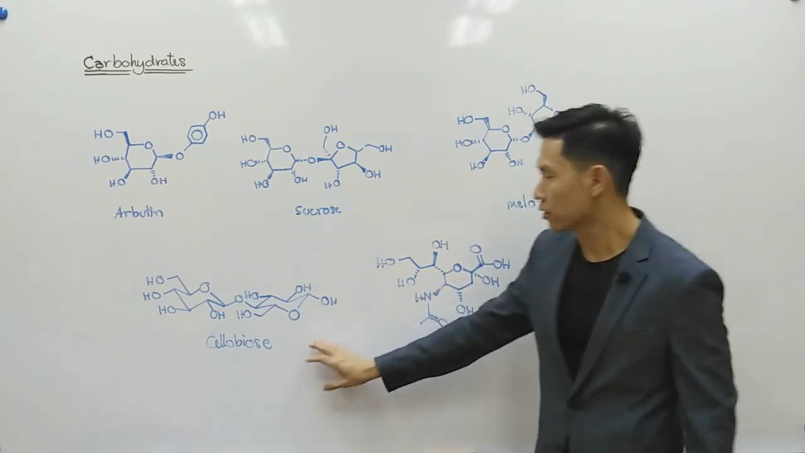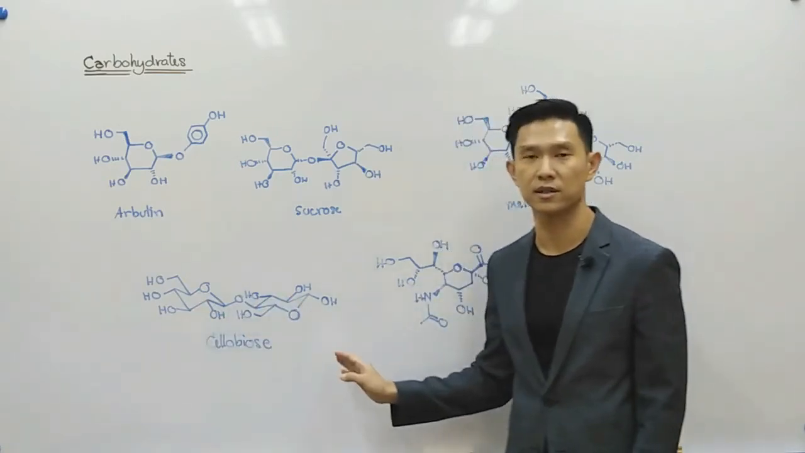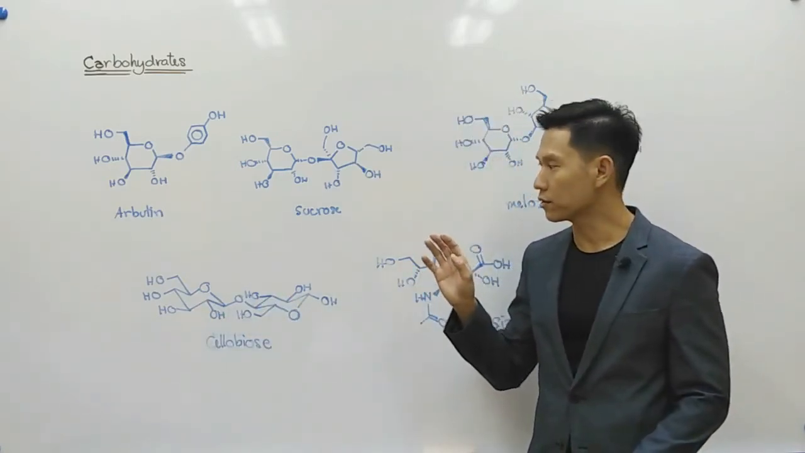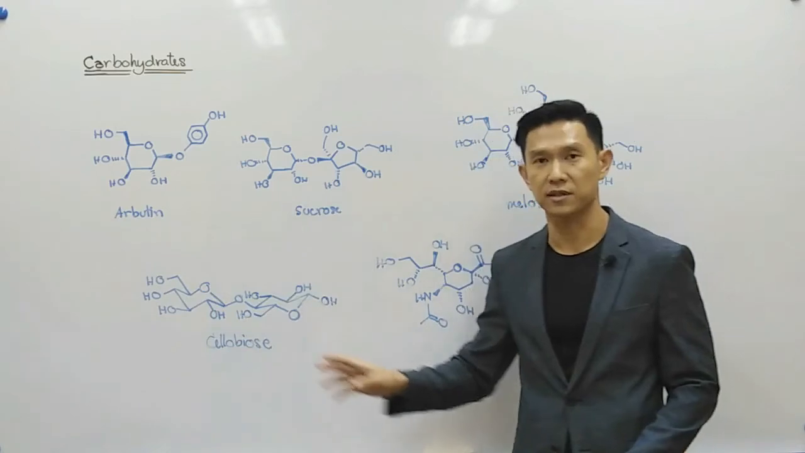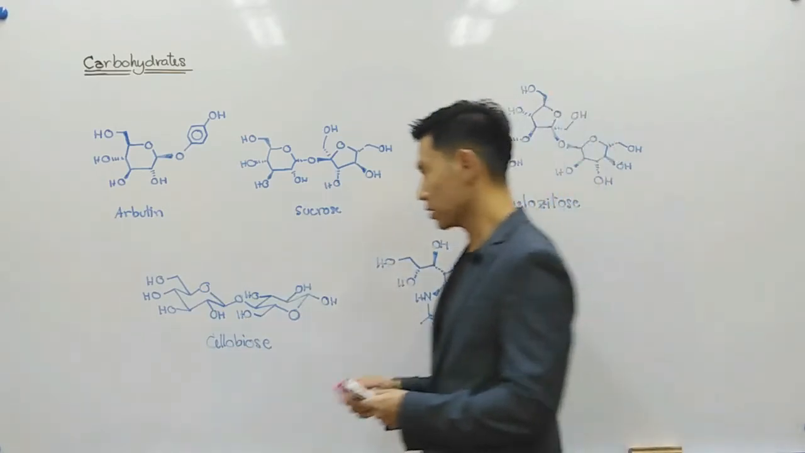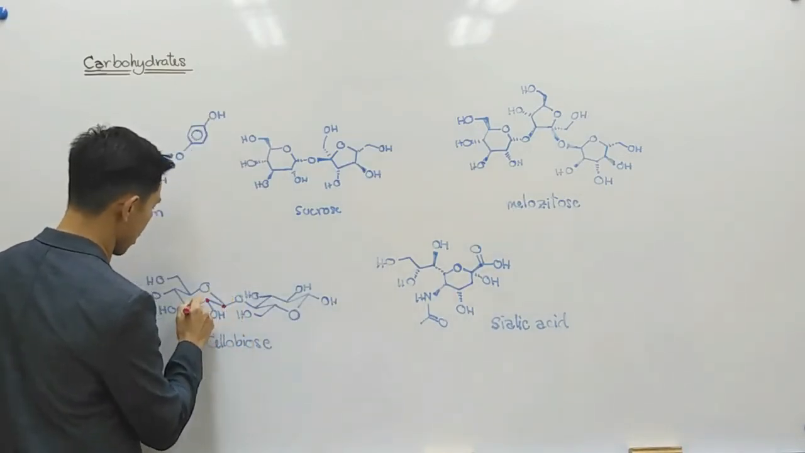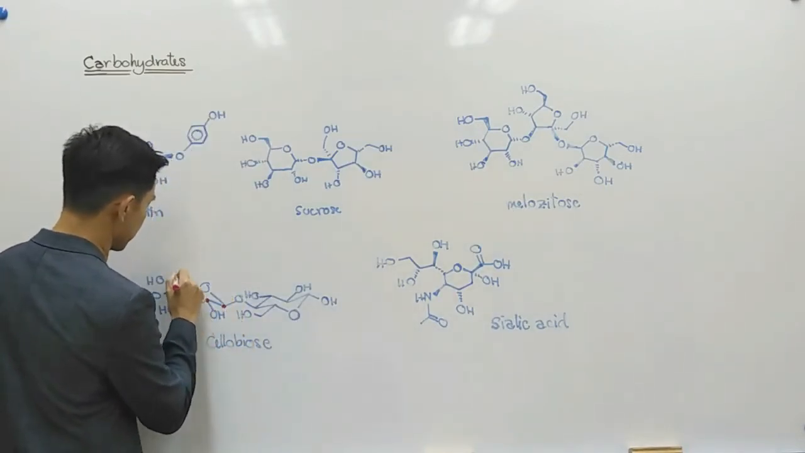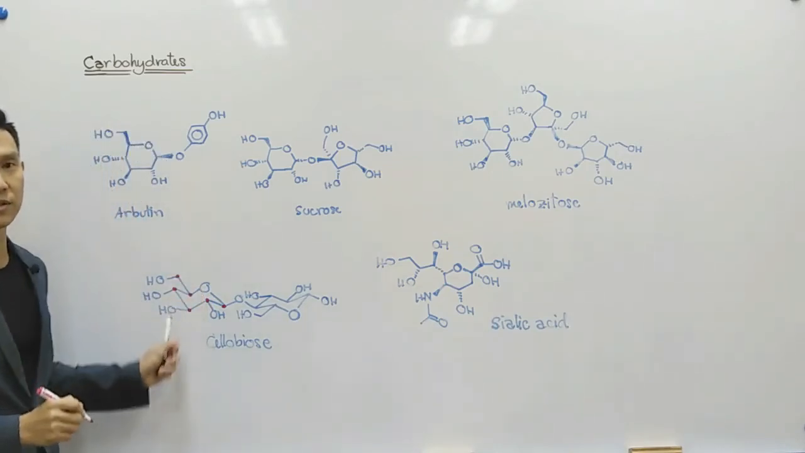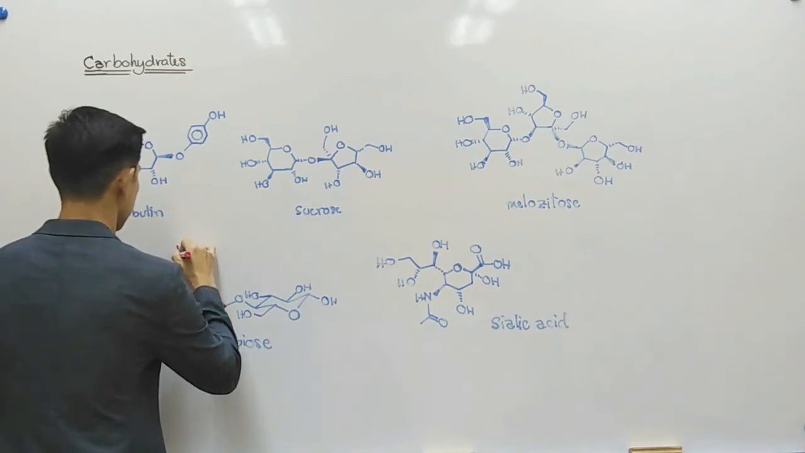Okay. Now, going to look at the cellobiose, there are 2 subunits, left and right. I will look at the left-hand side structure first. First of all, you have to count the number of carbons. So as you can see, we have carbon number 1, number 2, 3, 4, 5, 6. So you have 6 carbons. So obviously, this one is hexose.